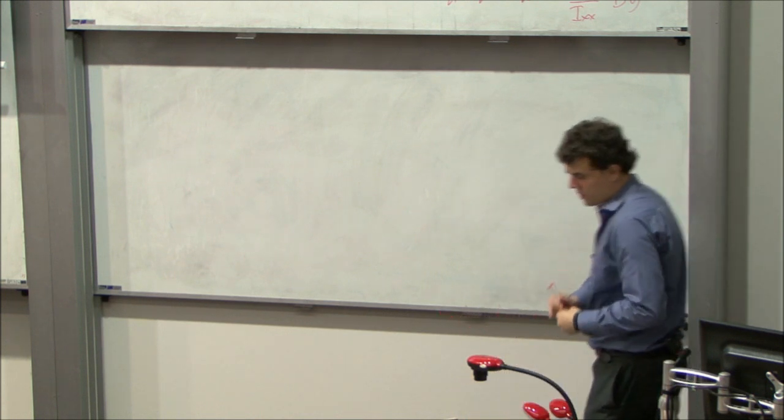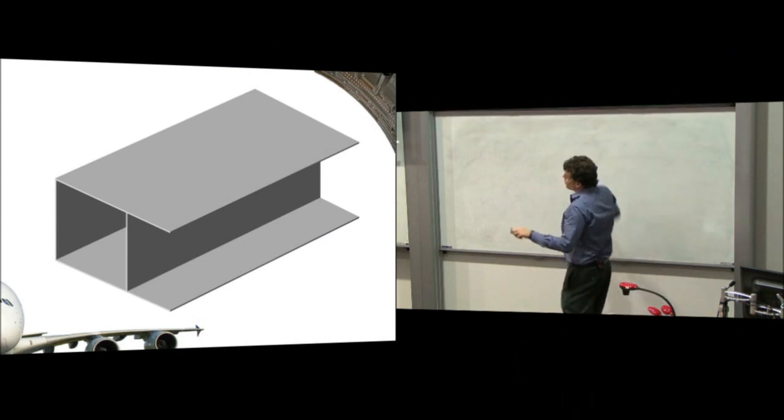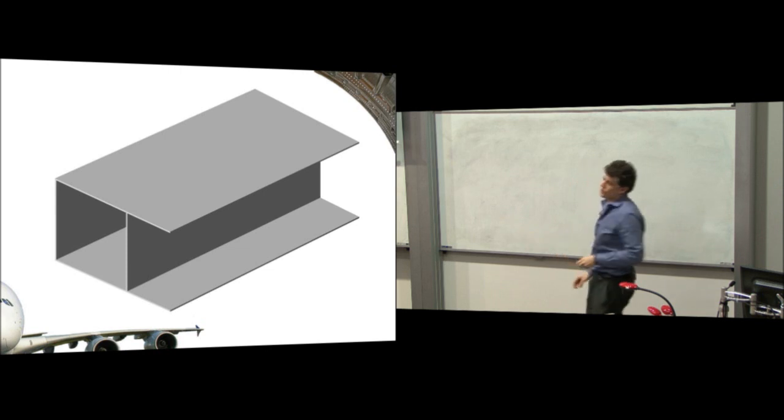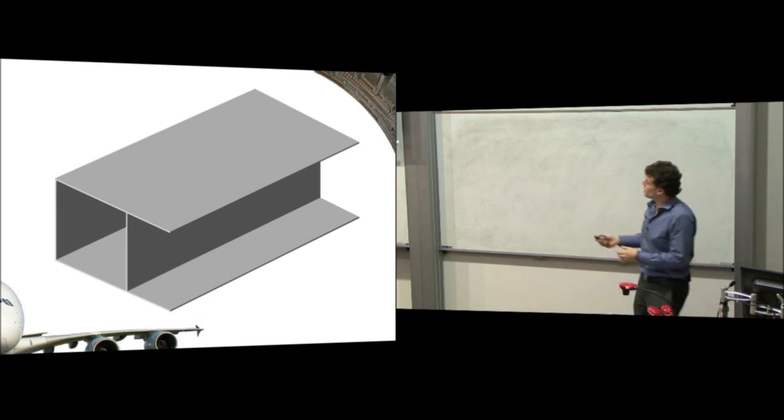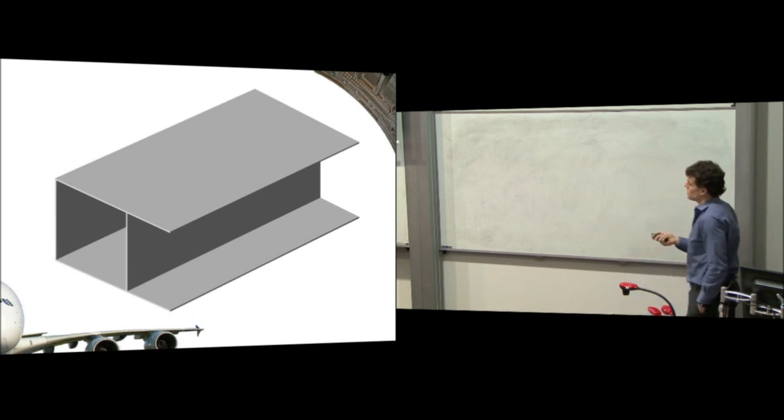So let's go back to thinking about this problem for a second. We have a closed section here, which we know is very good at reacting torque, and an open section connected to it, which we know is not very good at reacting torque because you can't set up a shear flow that goes all the way around the loop. You have to react torque via couples of shear stress.